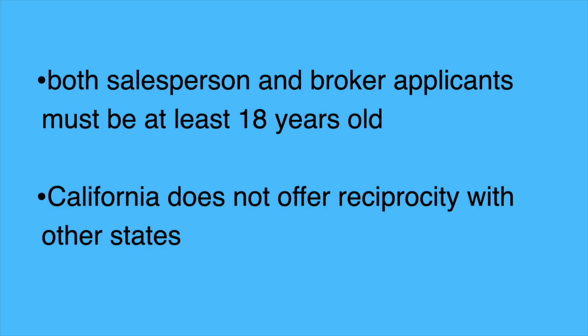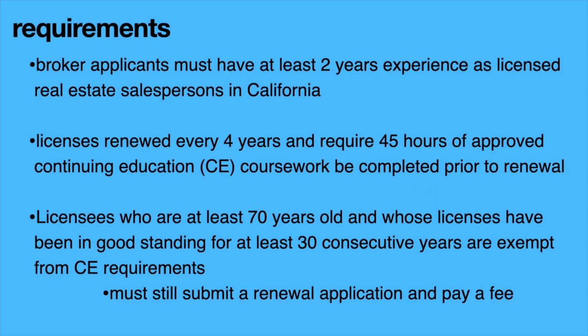Both salesperson and broker applicants must be at least 18. California does not offer reciprocity with other states. Broker applicants must have at least 2 years of experience as licensed real estate salespersons in California. Licenses are renewed every 4 years and require 45 hours of approved continuing education coursework. These 45 hours must be completed prior to renewal.